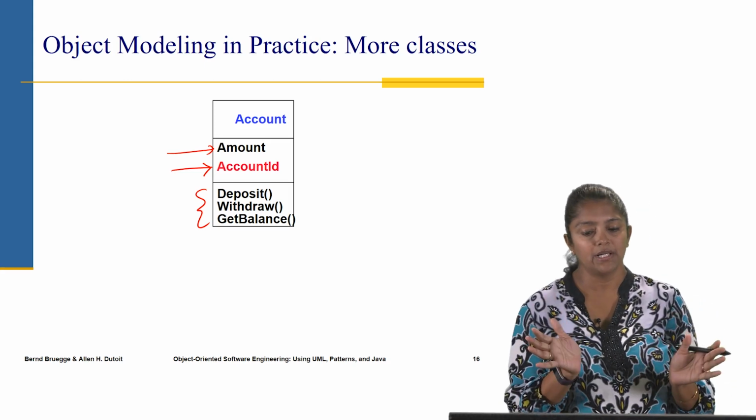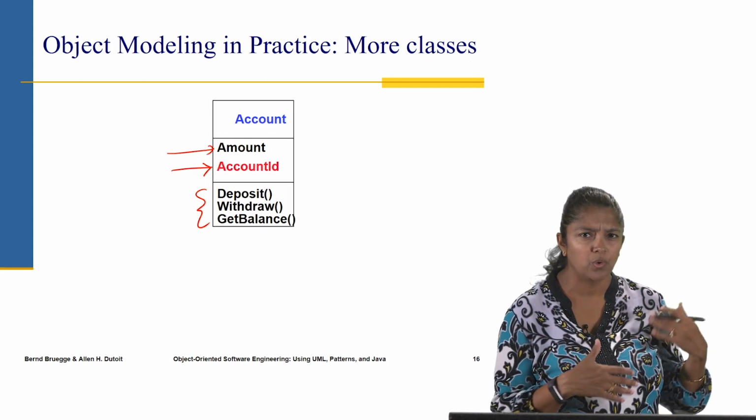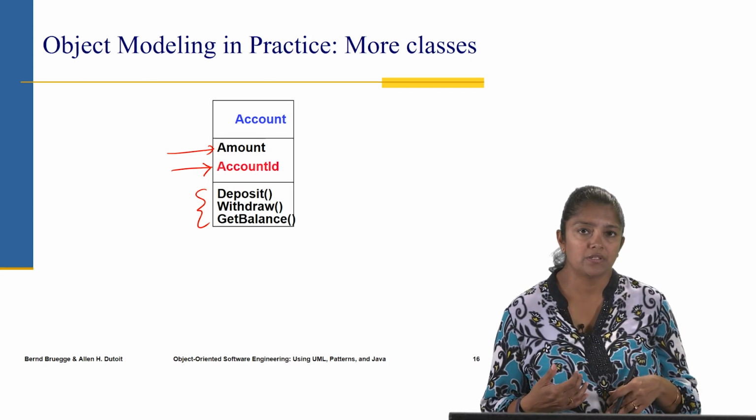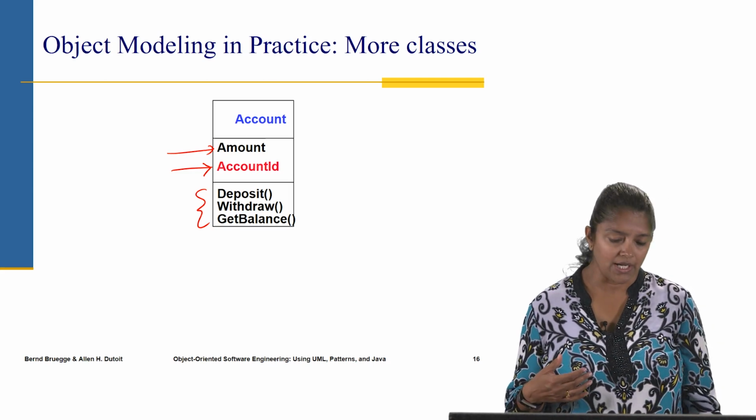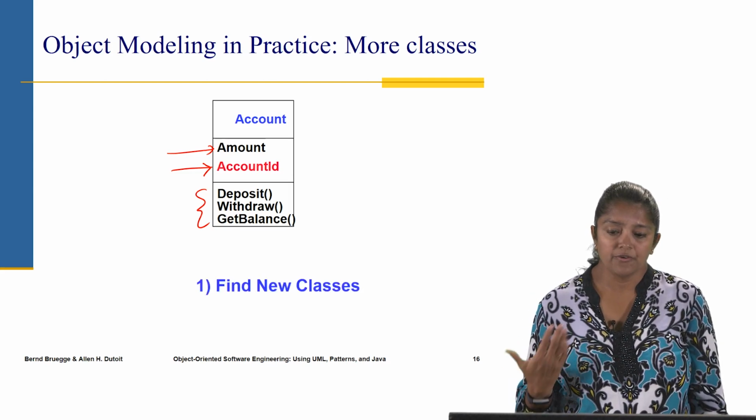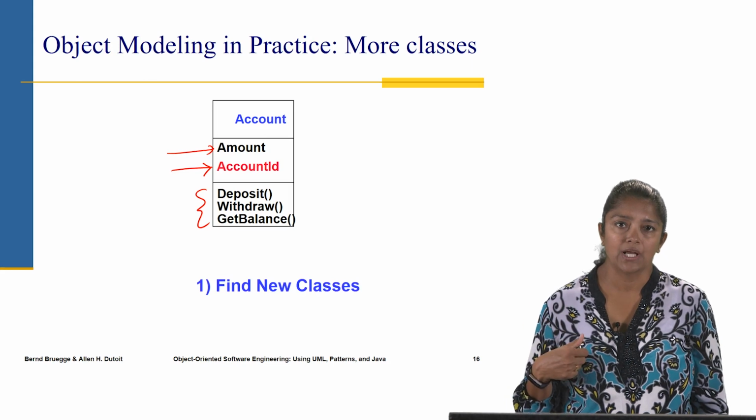So that's again a high level design. We're not thinking of more detail. There could be other methods that are needed, but that can be thought of in a more detailed design. So our first step is to find these new classes.